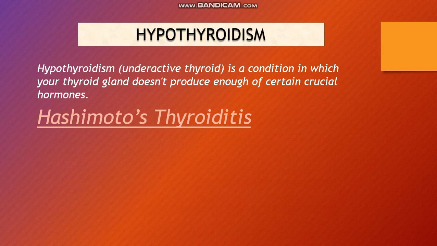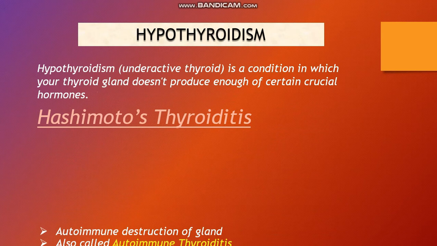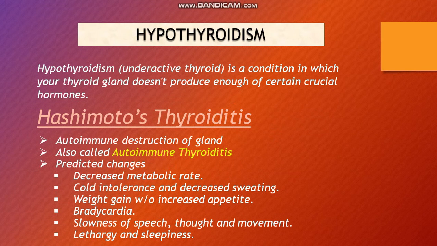One of the examples is Hashimoto's thyroiditis. Hashimoto's thyroiditis is an autoimmune disorder of the gland, also called autoimmune thyroiditis. Expected changes are decreased metabolic rate, cold intolerance and decreased sweating, weight gain with increased appetite, bradycardia, slowness of speech, thought and movement, lethargy and sleepiness.